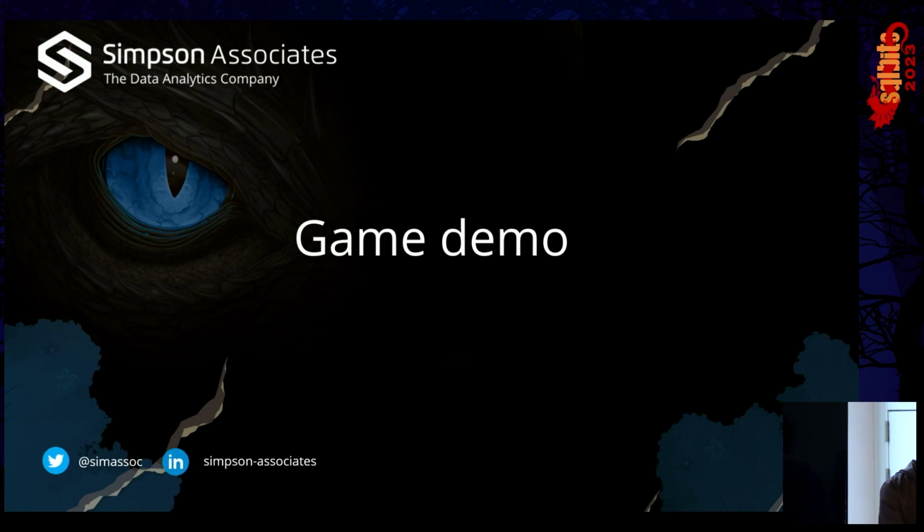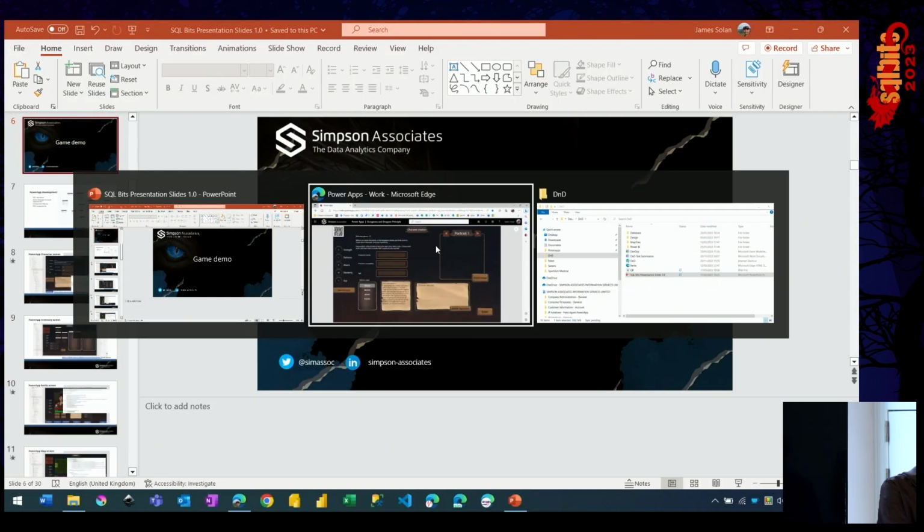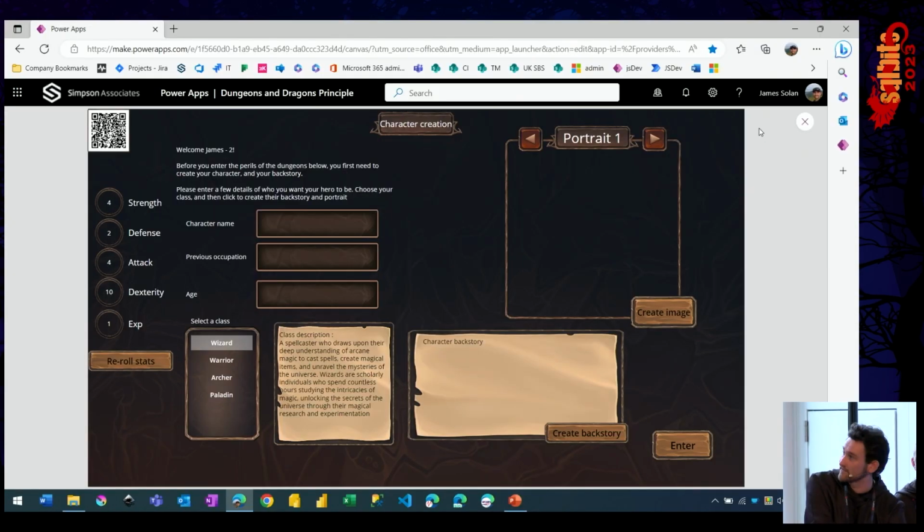So, as a quick games demonstration, if I just switch over and do the very risky thing of doing a live demo. So this is the character creation screen that you can see in front of you. Up in the top, we've got 3 boxes. We've got character name, previous occupation, and age.